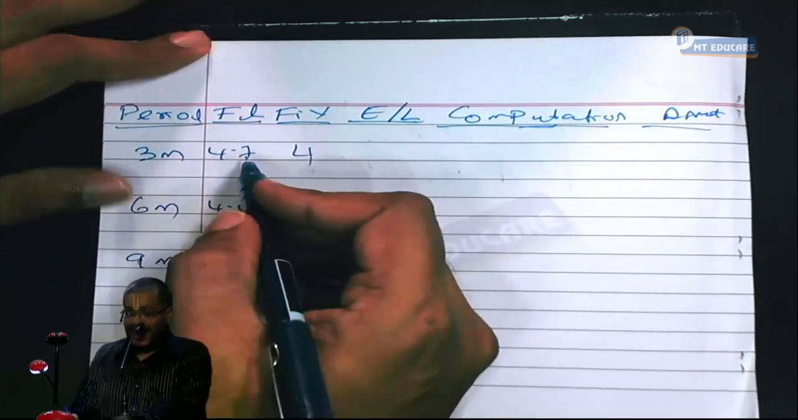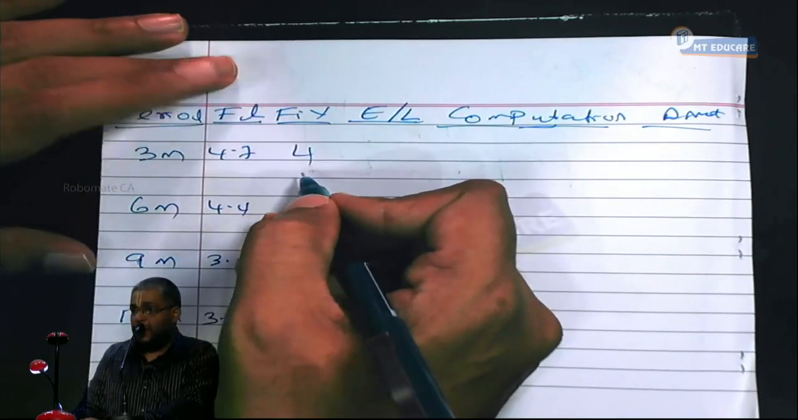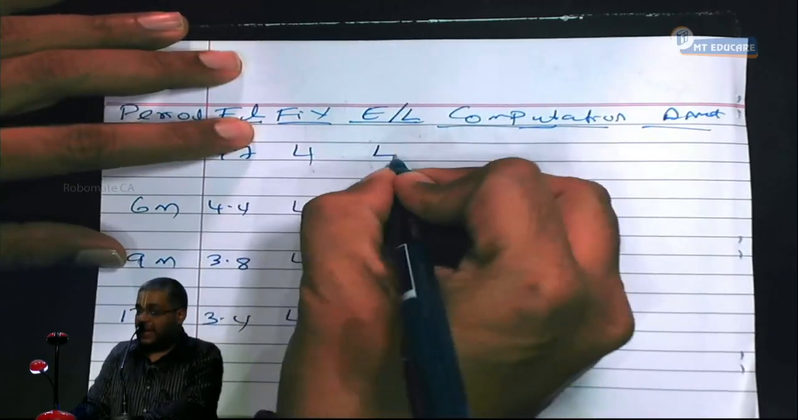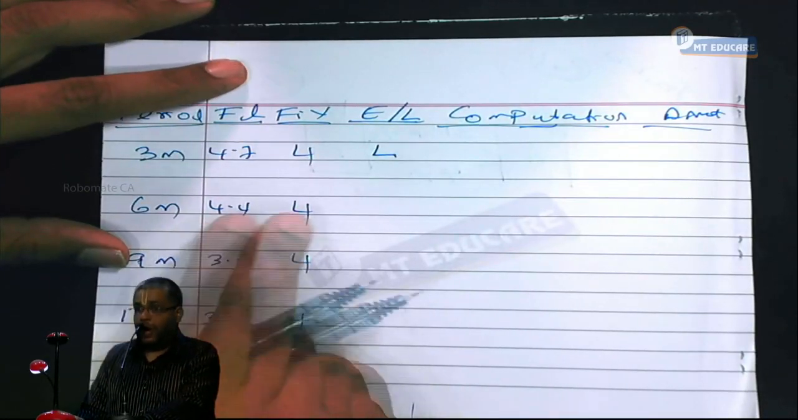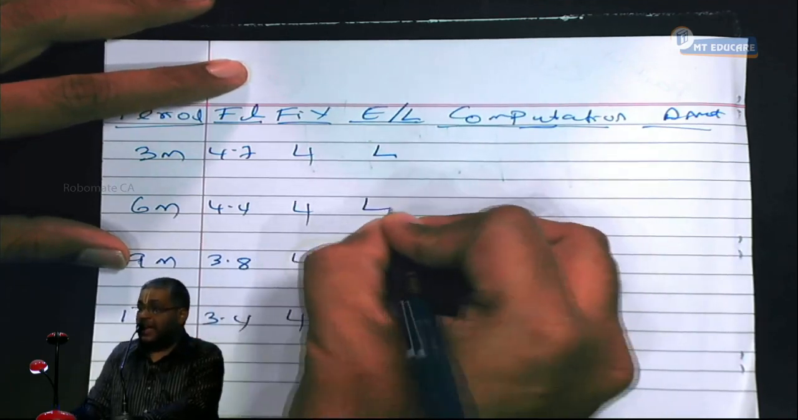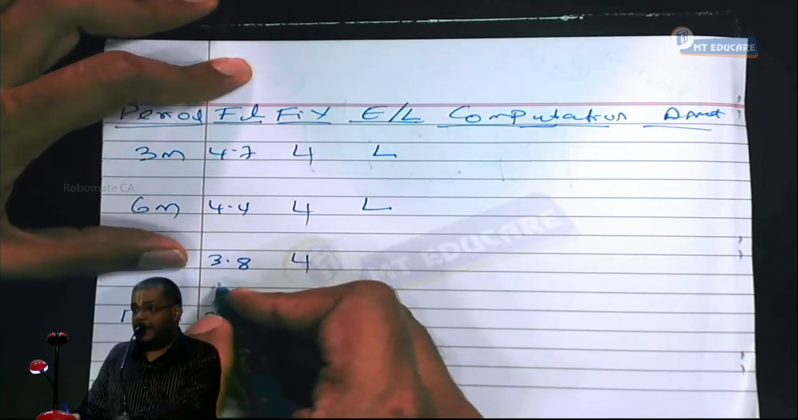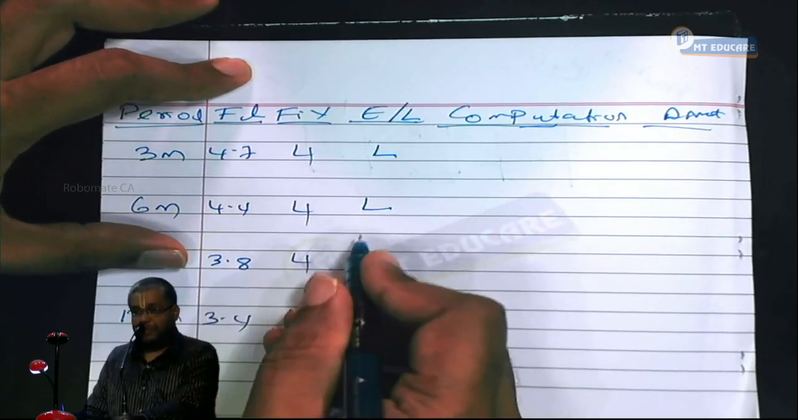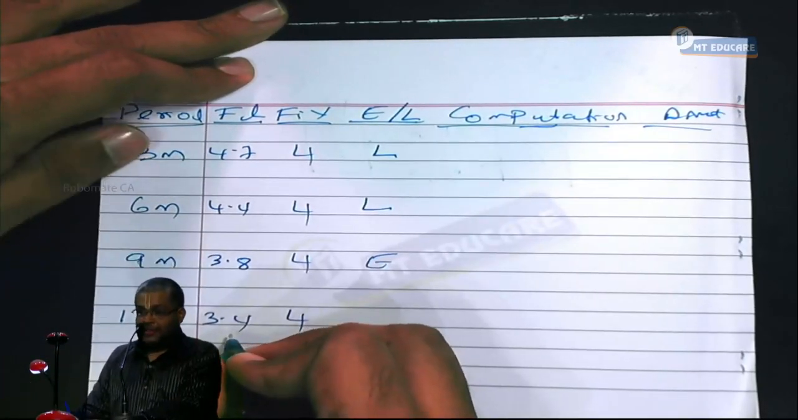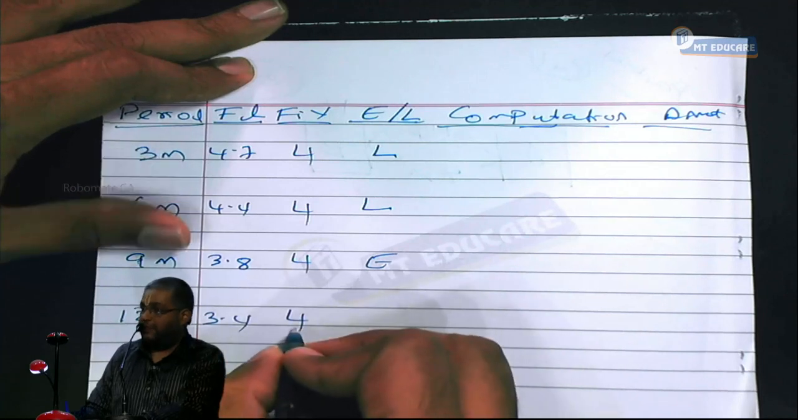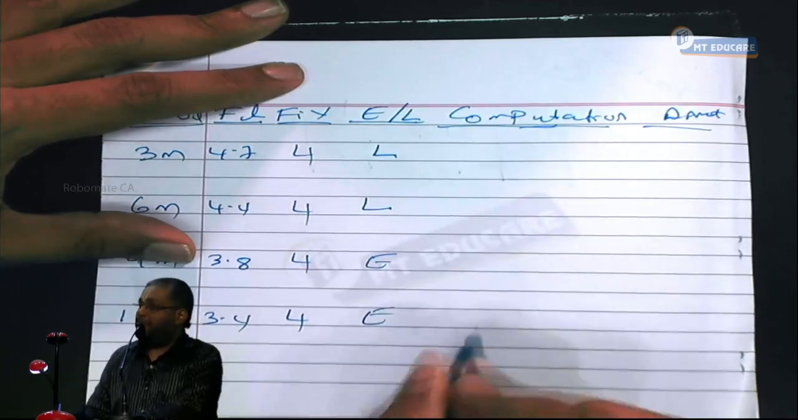Okay, so look. I have a right to sell MIBAR at 4.7 for 4%. Will I exercise or lapse? Lapse. I have a right to sell MIBAR at 4.4 for 4%. Exercise or lapse? Lapse. I have a right to sell MIBAR worth 3.8 for 4%. That means pay 3.8, receive 4. Exercise or lapse? Exercise. I have a right to sell MIBAR worth 3.4 for 4%. Pay 3.4 to get 4. Exercise or lapse? Exercise.